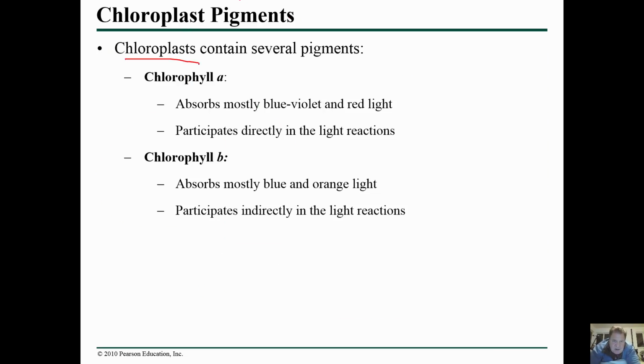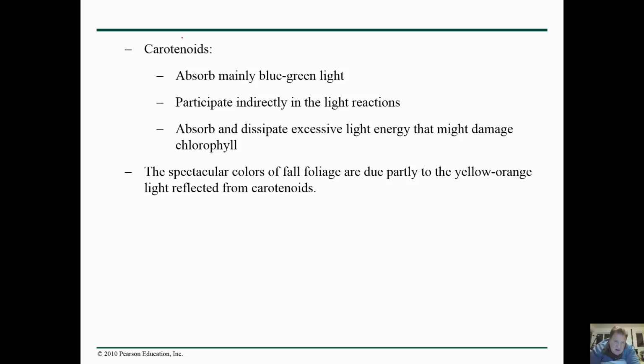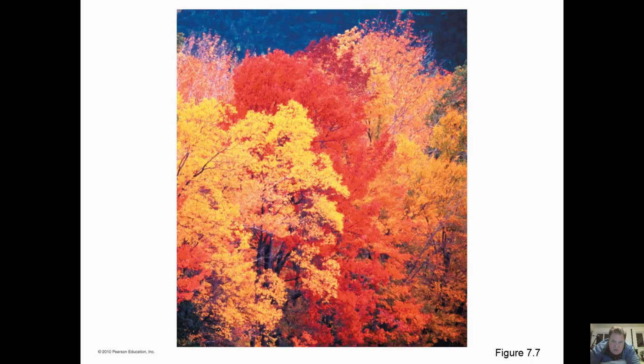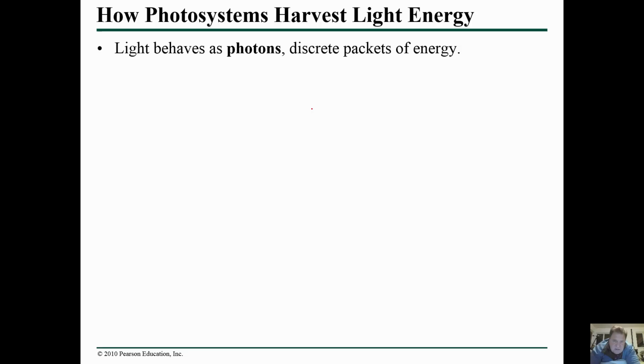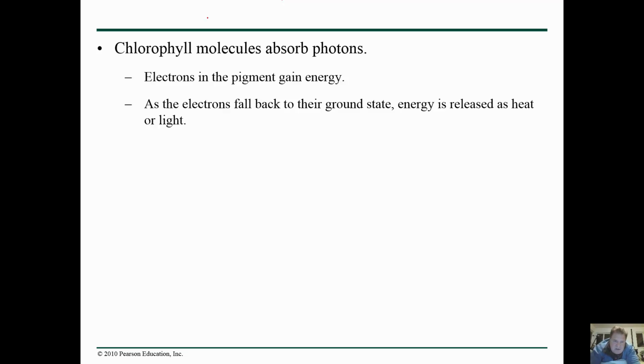I'm not going to get into this, but there are several pigments that occur in chloroplasts: chlorophyll A, chlorophyll B, and the carotenoids. The carotenoids, like their name, are basically orange and yellow. The chlorophyll is basically green. One of the reasons why we see this beautiful fall foliage, which we tend to not see here as much, is that the magnesium from the chlorophyll is taken back, and what you're left with in the leaves are those other colors.